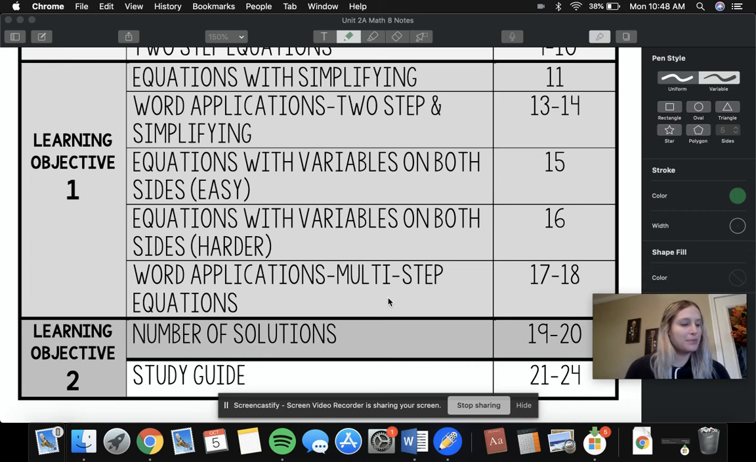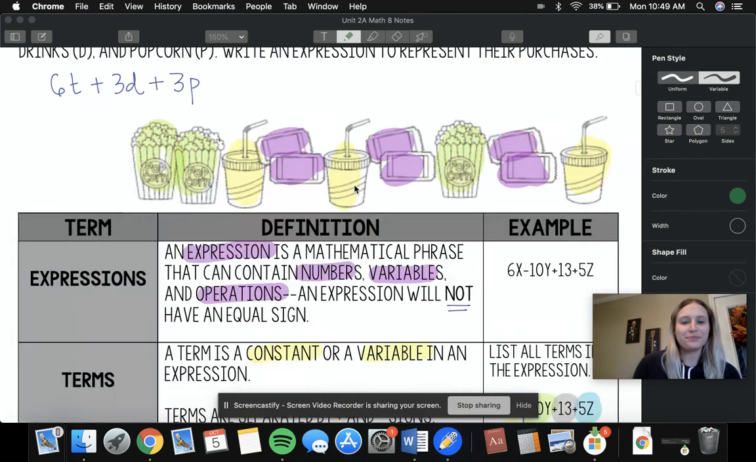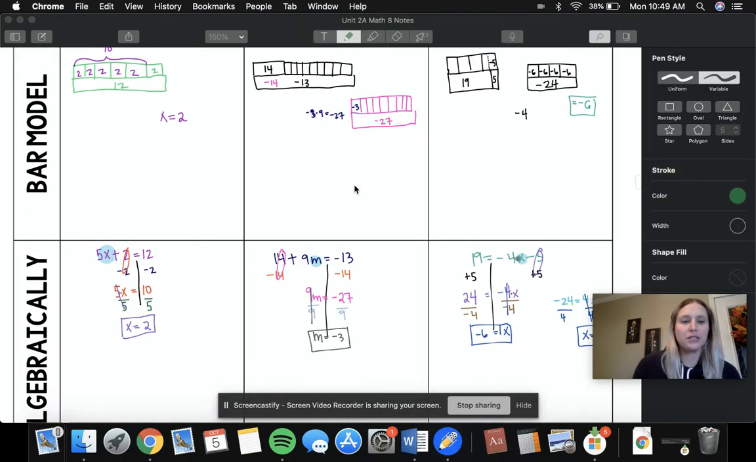Hi all, today we are going to put everything together and start solving multi-step equations that involve distributing, combining like terms, and then when we have variables on both sides. So in our binder that we should be having out, because we're going to be taking these notes as I make this video, we are on page 16, just on the back side of where we took notes yesterday.